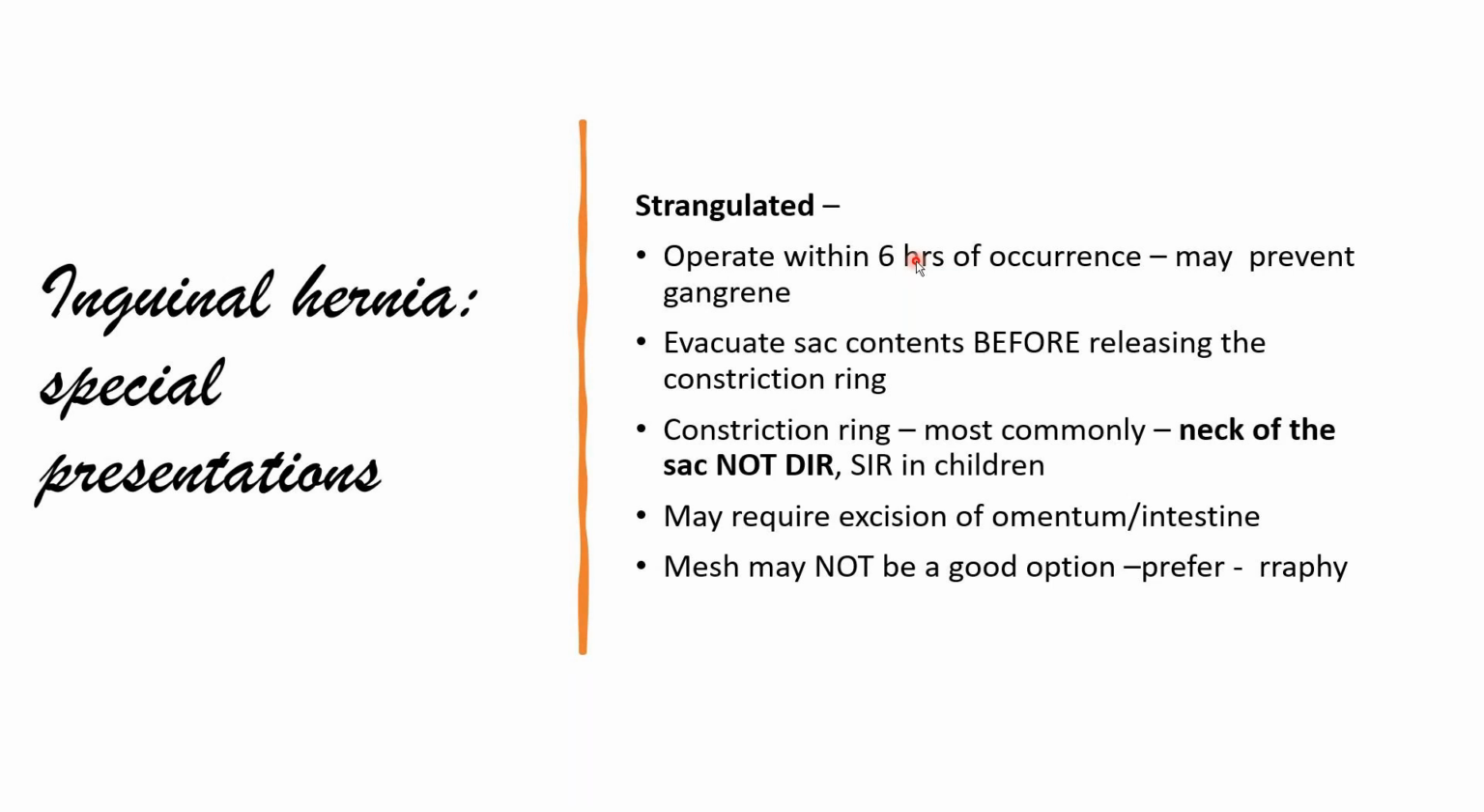The bowel undergoes gangrene. Constriction ring is most commonly not the DIR, it is the neck of the sac. A very, very important fact. That's why I've written it in bold. You may require excision of the omentum or intestine in a strangulated hernia. Mesh is not a very good option in a strangulated hernia.